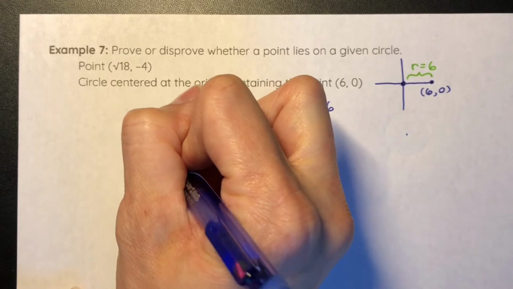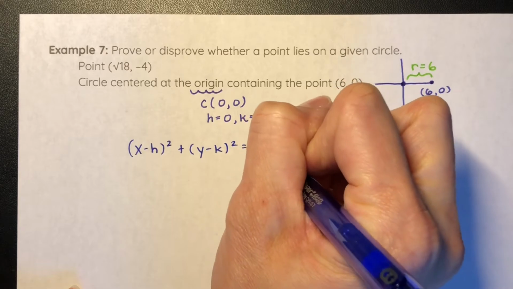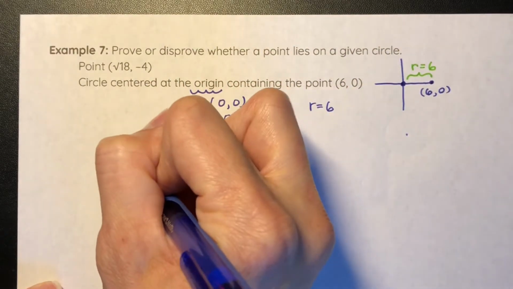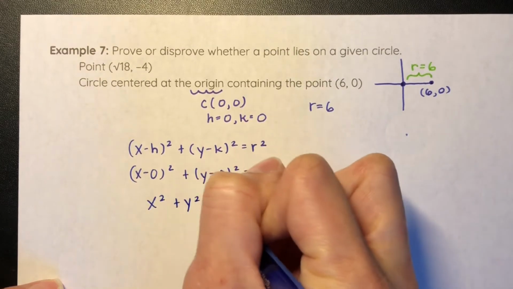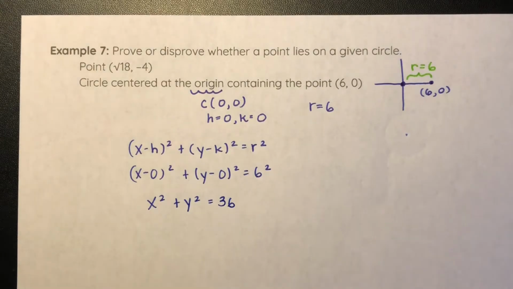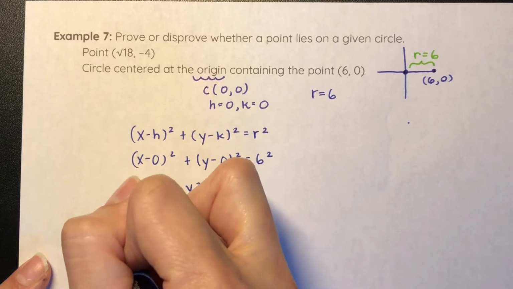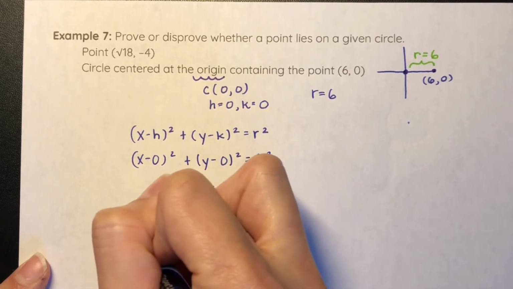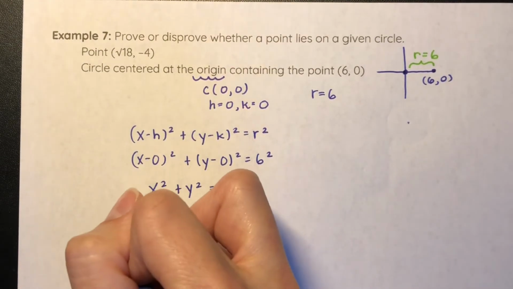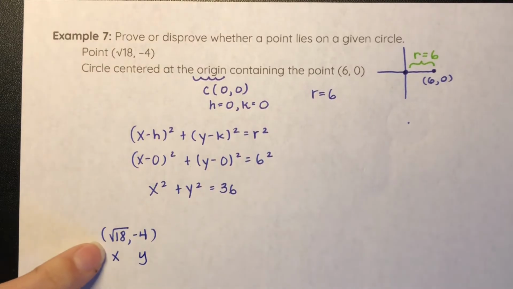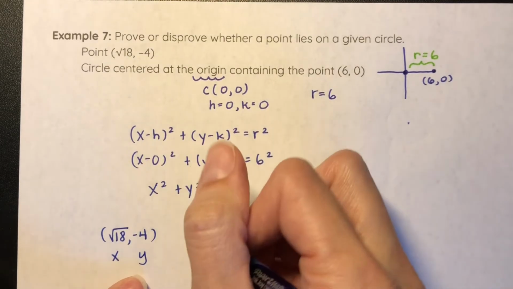Before I can tell if my point is on the circle, I have to write the equation of this circle. I'll write this in standard form, and then I will substitute in h, k, and r. So I will plug those in, and that will get x squared plus y squared equals 36. Then I'm going to use my point and substitute that in for x and y to see if I get a true statement. My point is root 18, comma, -4.